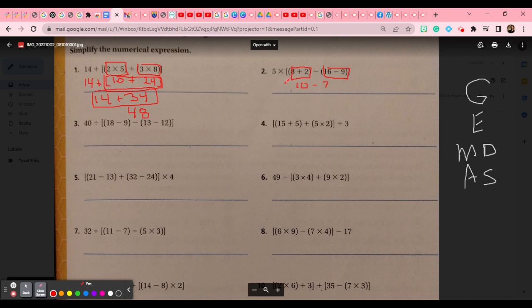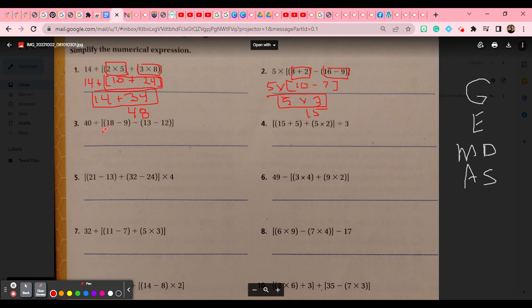So we have 10 minus 7. Okay, we're finished with the parentheses, but we're still in the brackets, and 5 times. Okay, and now 10 minus 7, everybody, is 3. And then 5 times 3. We're now finished with the brackets, but I'm going to box that still. 5 times 3 is 15.